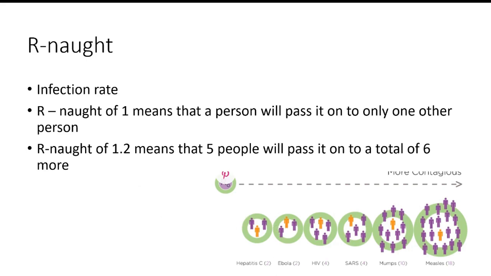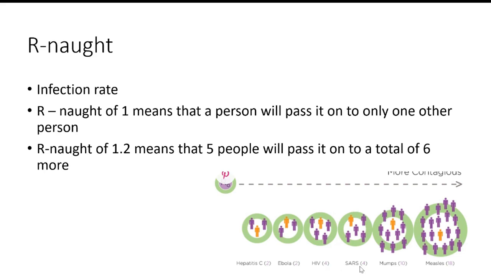So examples of R naughts: Ebola is an R naught of about 2. HIV is an R naught of about 4, meaning someone with HIV is statistically going to probably pass it on to 4 people. This number has actually changed, and you'll find out about this. It's significantly lower now. It's below 1 with access to healthcare.